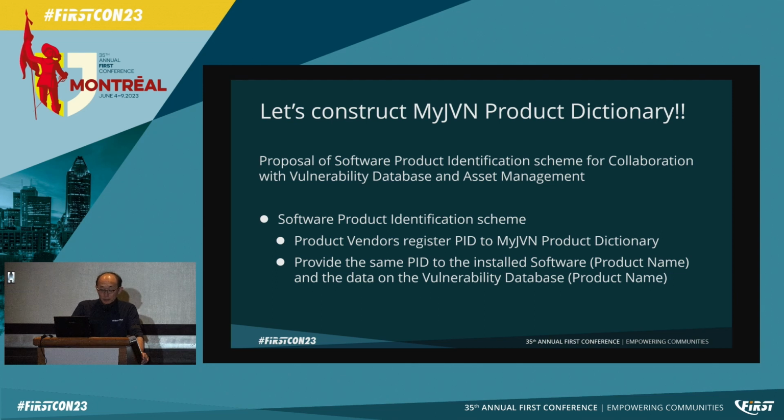The software product identification scheme provides vendors with registered product identifiers in the MyJVN Product Dictionary. A PID serves as a unique identifier for each software product. The same PID is provided to both the installed software and the corresponding data in the vulnerability database.